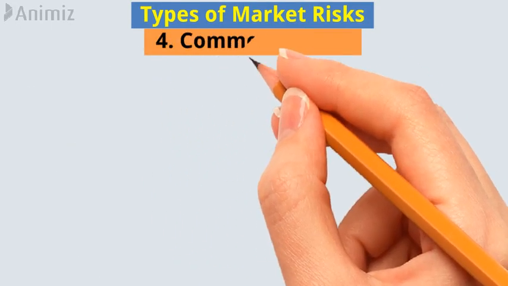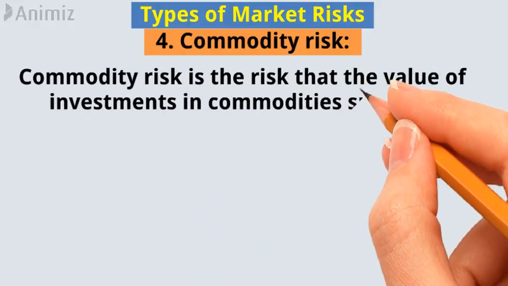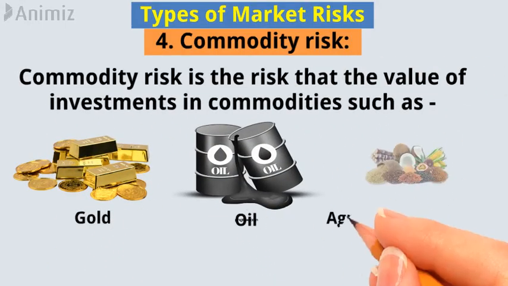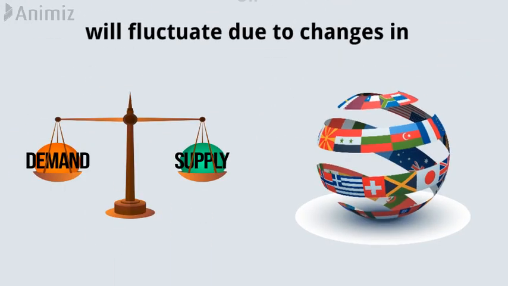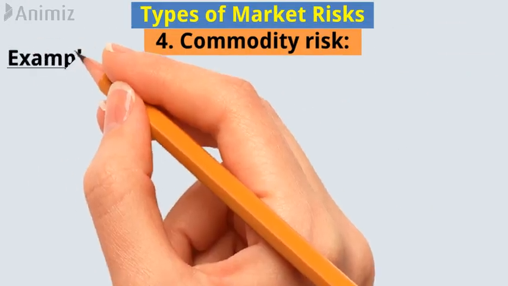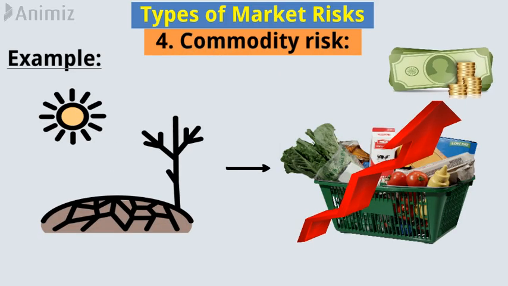4. Commodity risk. Commodity risk is the risk that the value of investments in commodities such as gold, oil, or agricultural products will fluctuate due to changes in supply and demand or geopolitical events. For example, a drought could lead to lower crop yields and higher food prices.